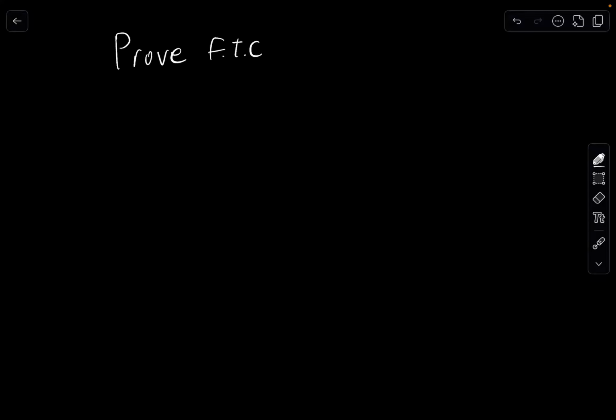So what do the FTC and FTC inverse say as well? We need to know what both of them say before we dive into the proof. Okay, so here's theorem 1, which is also FTC.